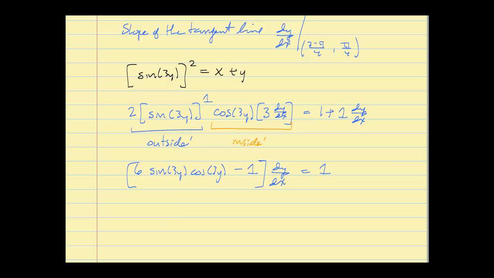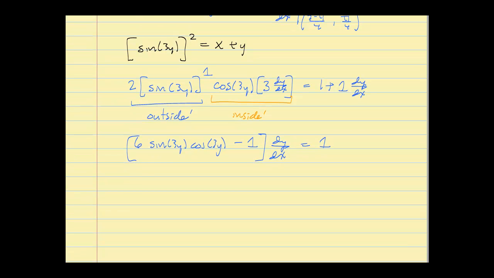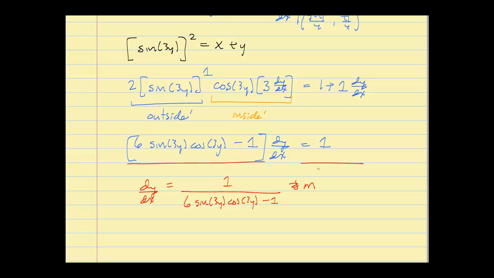Now, when we're trying to solve for dy/dx, I get dy/dx is equal to 1 divided by this coefficient right here, because whatever you do to one side you have to do to the other. 6 sine of 3y, cosine of 3y, minus 1. So this is the slope of the tangent line at any point along the graph.